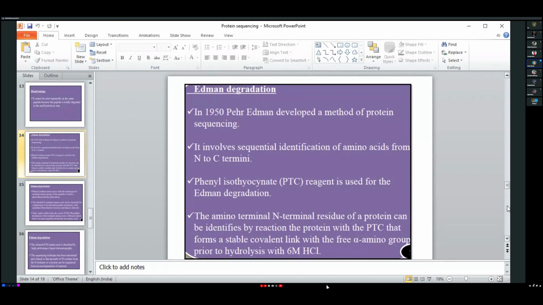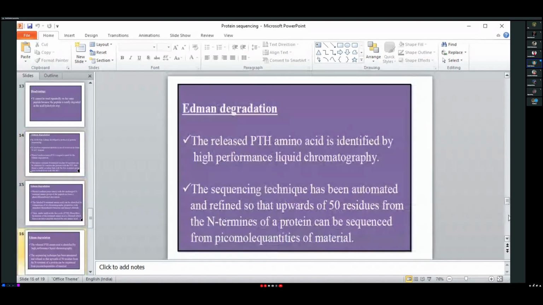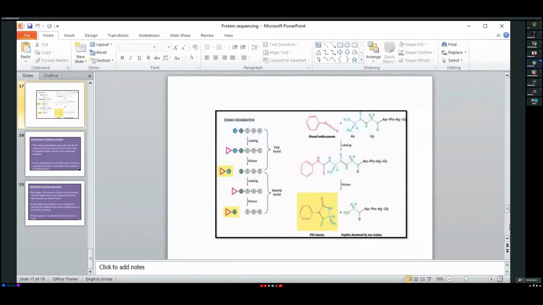The amino terminal, N-terminal residue of a protein can be identified by reacting the protein with PITC, which forms a stable covalent link with the free alpha amino group, and hydrolysis occurs with the help of HCl. The release of this PTH amino acid is identified by chromatography, and it is an automated process; 30 to 50 residues can be sequenced.